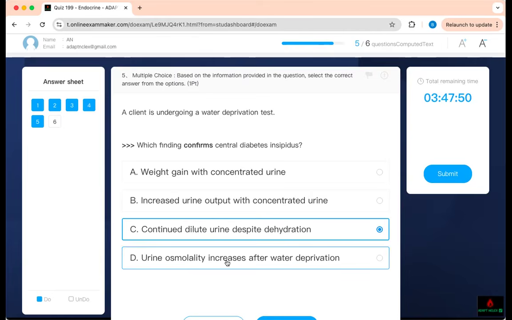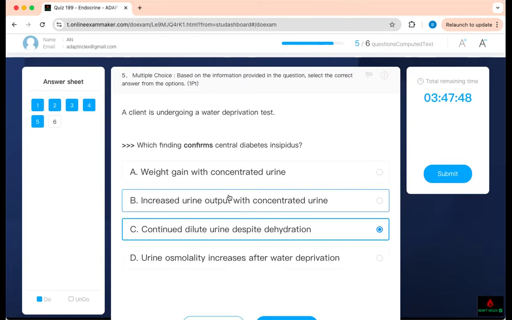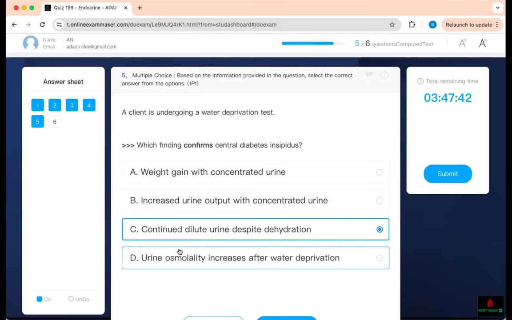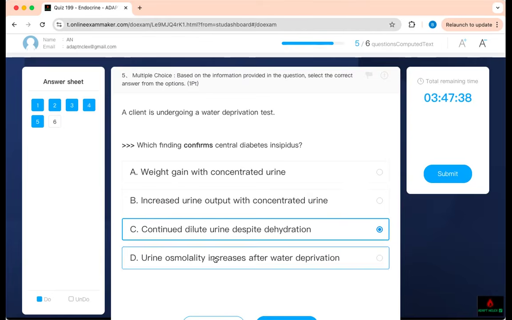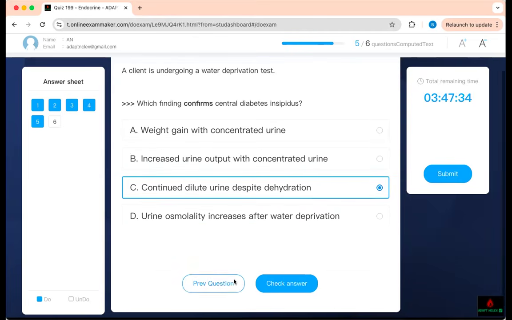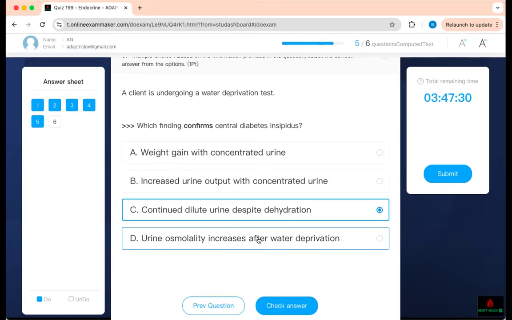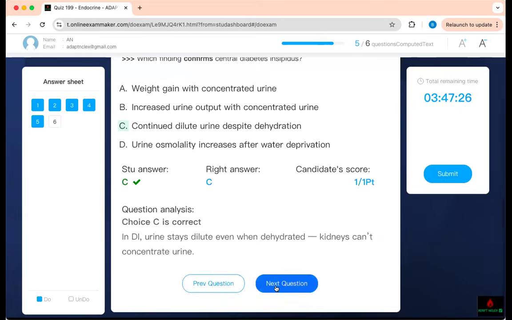Urine osmolarity is not going to increase, which is the same as B, right? So I told you, watch the answers and look at them. If osmolarity increases, it means it's concentrated. Therefore, D and B are saying the same thing. Don't pick them. Sorry, those are hard questions designed to let you think and figure out the answer choice without just picking it like that.